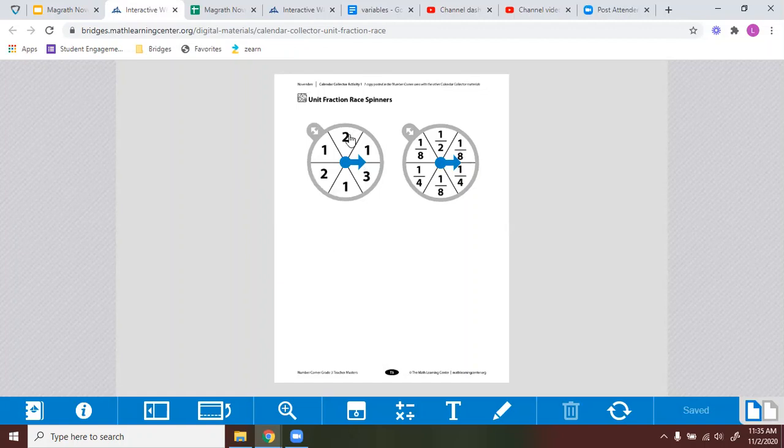So we're going to be spinning these 2 spinners, and we're going to be doing some recording with that information. So I'm going to go ahead and spin them. Oop, that first one landed on a 1. And that second one is 1/2.